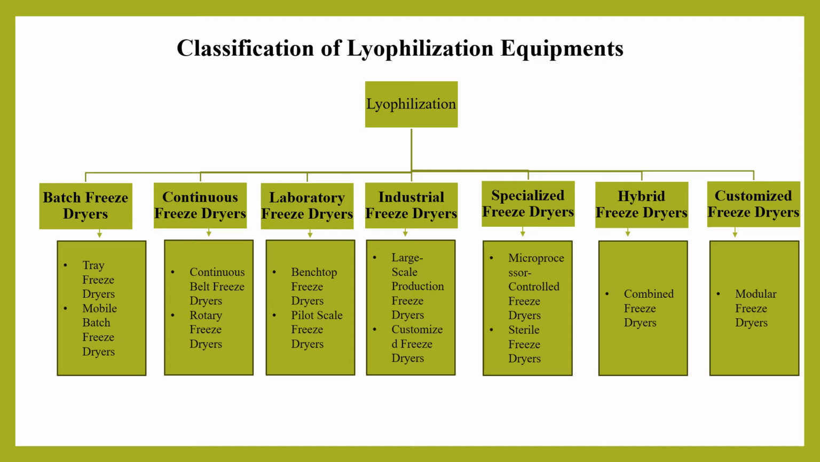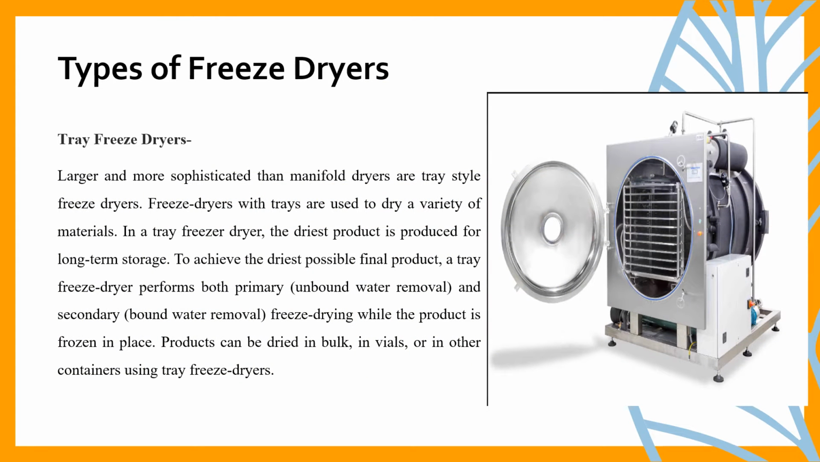These are the classification of lyophilization equipments: batch freeze dryers, continuous freeze dryers, laboratory freeze dryers, industrial freeze dryers, specialized freeze dryers, hybrid freeze dryers, customized freeze dryers. So, the types of freeze dryers. Let us discuss the tray freeze dryer.